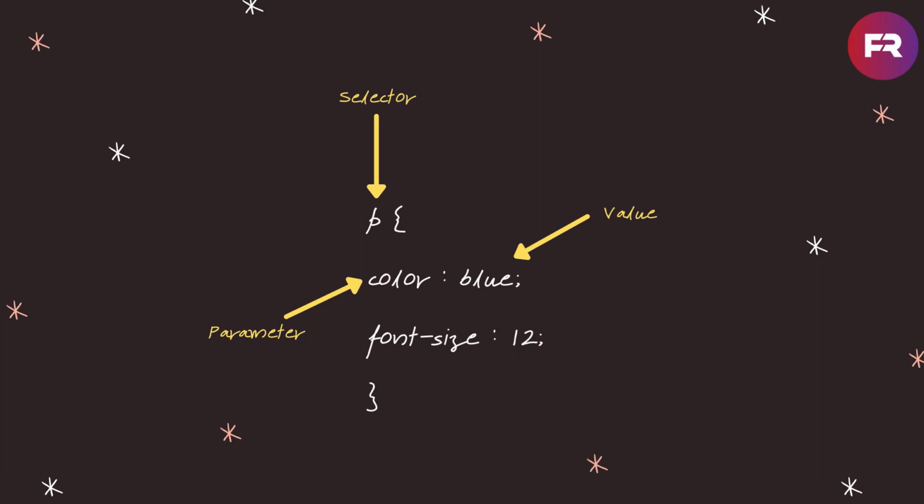Selector: a selector can be an HTML tag or attributes like ID or class. Parameter: in CSS, there are different types of parameters like color, background color, font size, font weight, and many more like these. Value: this we will assign to those parameters according to our requirement. Like for color, we can give colors like blue, black. There are plenty of colors to use.